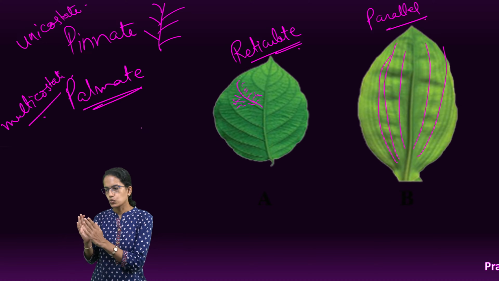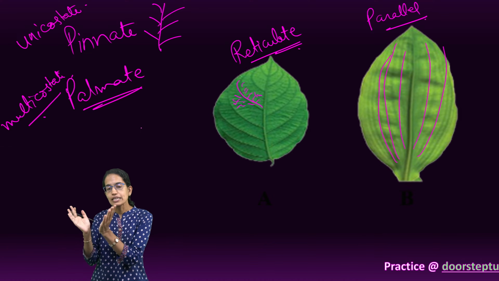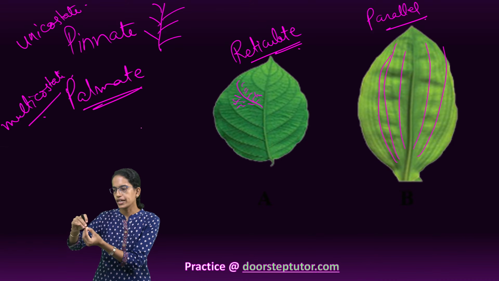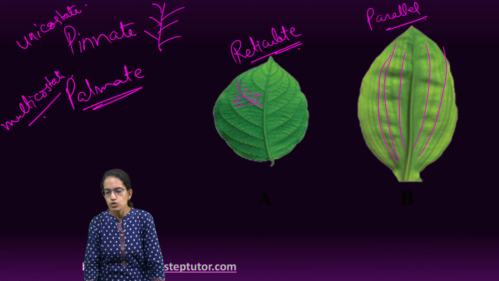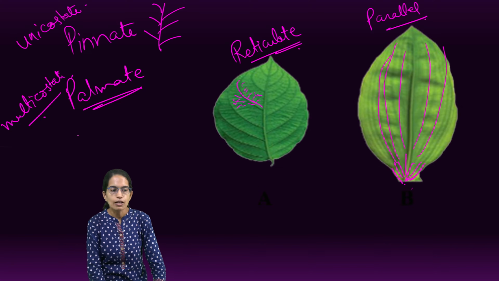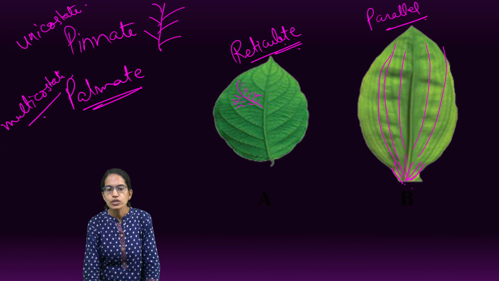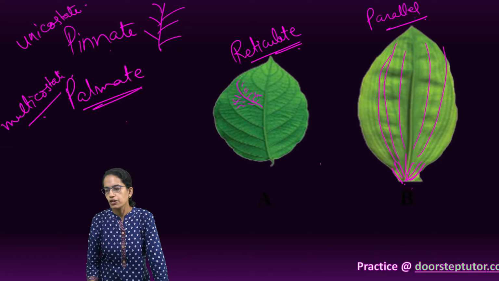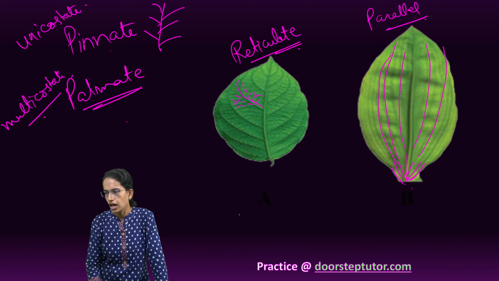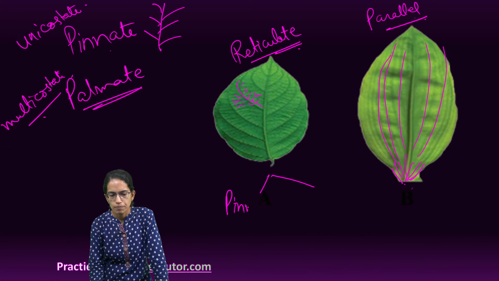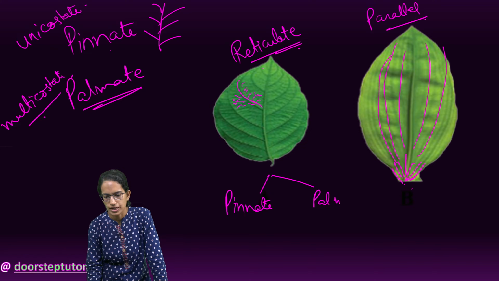Palmate happens when there are several veins which arise from a common point where the leaf blade and the petiole unite. So from this point, as you can see, many veins arise, and this is an example of palmate venation. So in both reticulate and parallel, there can be pinnate or palmate arrangement. Now the examples of these venations are important. When I say reticulate venation with pinnate and palmate.